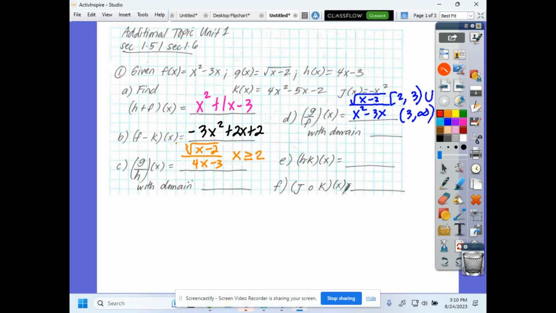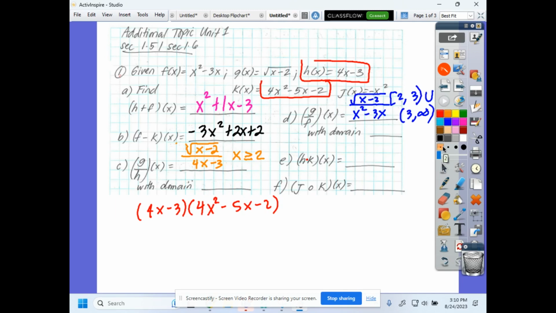Letter E, h times k of x. This time we're going to multiply them. You're going to multiply h by k. So 4x minus 3 times 4x squared minus 5x minus 2. Simply just distribute this binomial. So 4x times 4x squared will be 16x cubed. 4x times negative 5 is negative 20x squared. 4x times negative 2 is negative 8x.